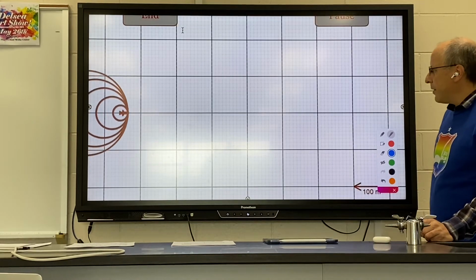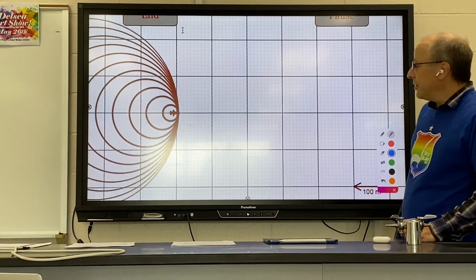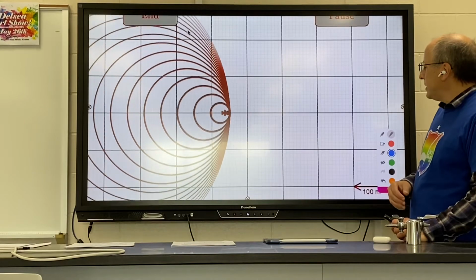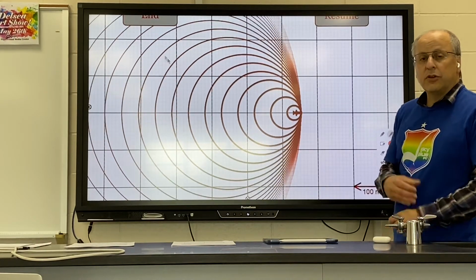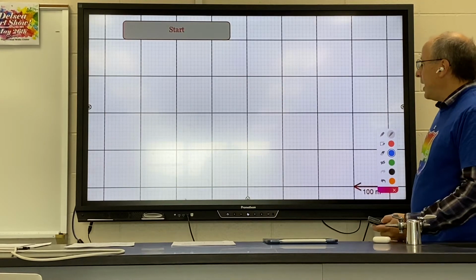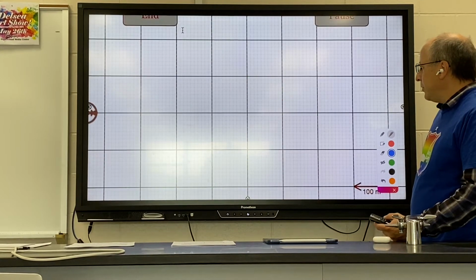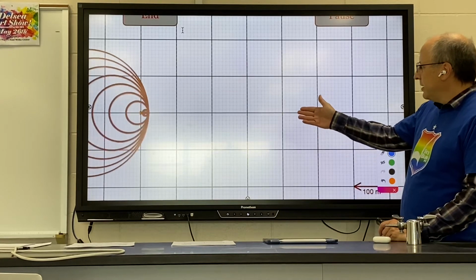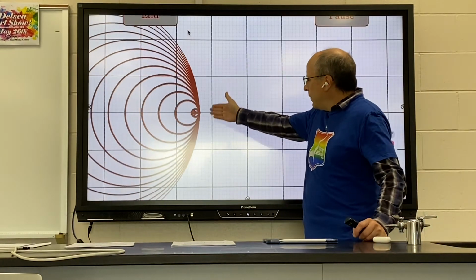Today we'd like to have our object move a little bit faster. And here you can see the object traveling exactly at the speed of the waves. So the airplane is traveling at the speed of sound. And we saw that when we did that, we had our object and our waves overlapping.